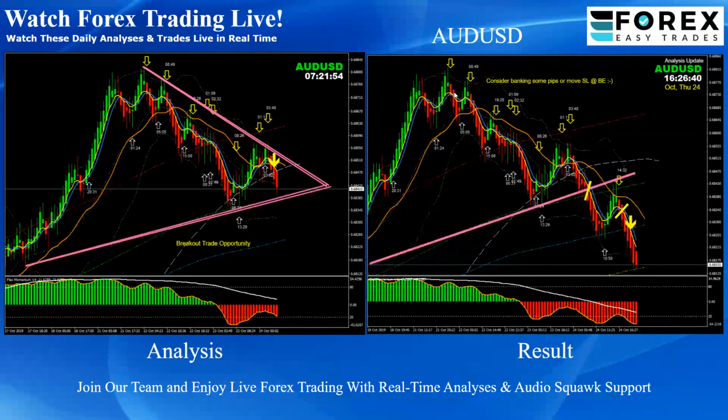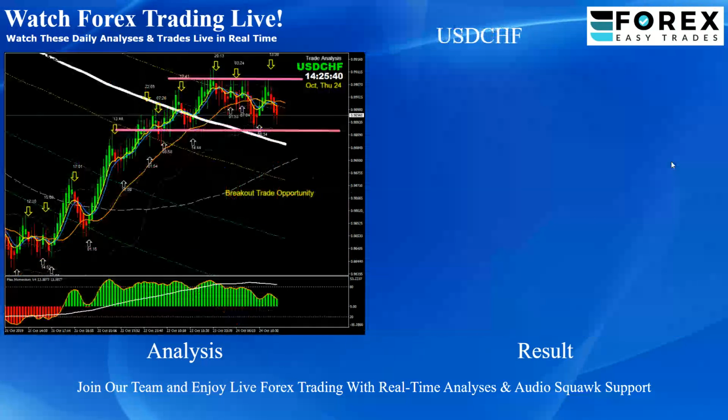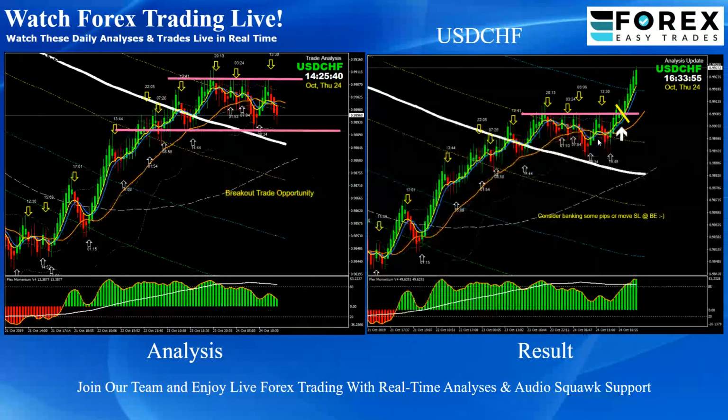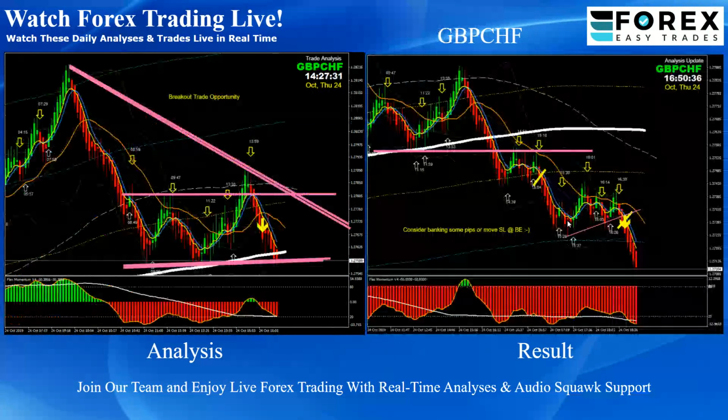Aussie dollar, again, this was the triangle pattern and beautiful breakout. First target hit, we announced to bank some pips, and when the price created another pullback, we announced to take another short trade, and beautiful, price nicely hit the final target. Beautiful short trade on Aussie dollar. Dollar Swiss franc, this was pretty straightforward, as you can see, a consolidation breakout, long trade.